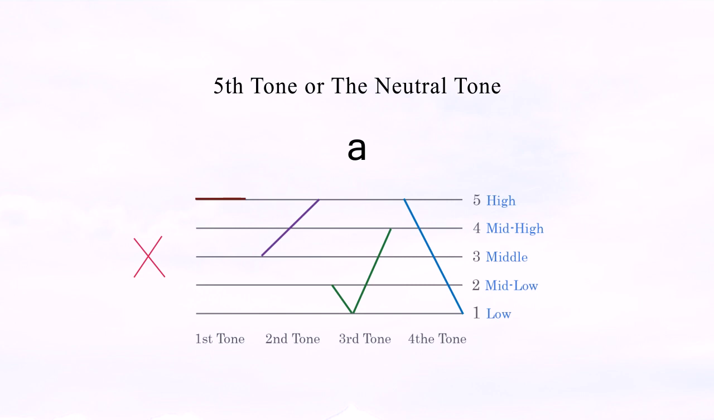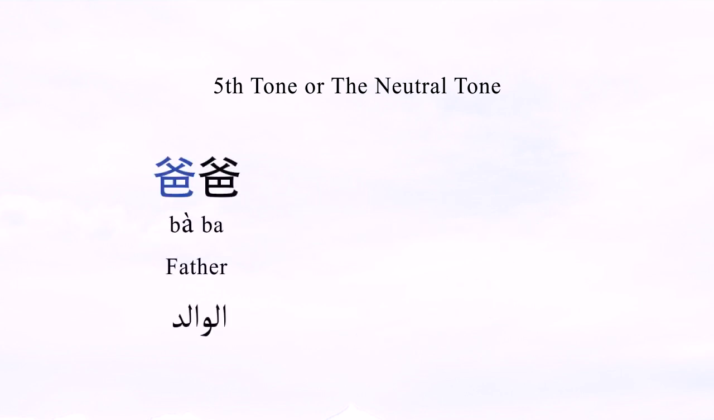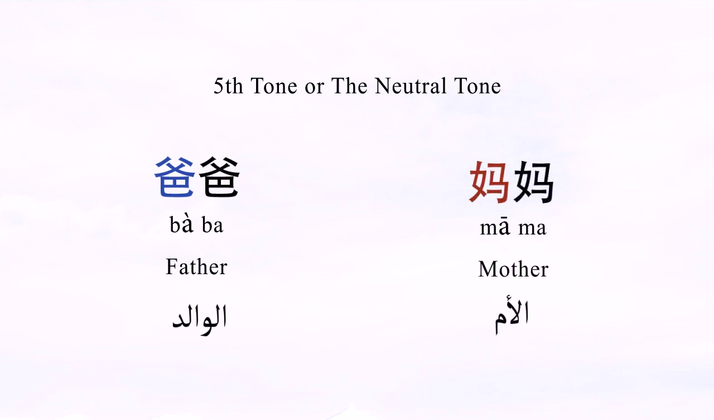The fifth tone, or the neutral tone. The neutral tone is not mapped on the tone chart because it cannot stand alone and should come after another tone. Let's practice with some words. Baba, baba. Mama, mama.